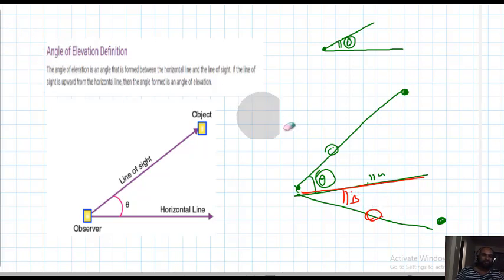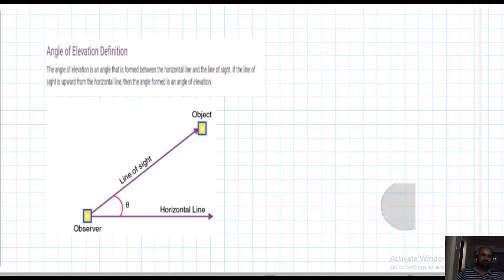Here the definition is given. Observe. So here this is the object, observer, horizontal. This is line of sight. The angle between them is theta. So the line of sight is above the horizontal, so this angle is said to be angle of elevation. You can write this as the definition for that.